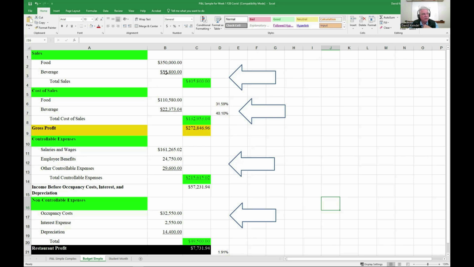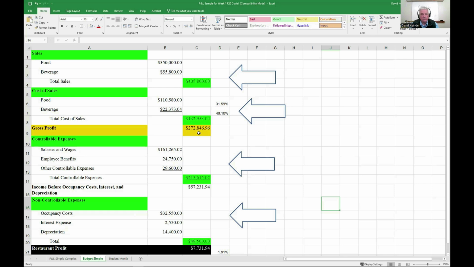Our beverage, we sold $55,000, but we used $22,000 worth of beer, wine, and spirits because we sold it to our customers. So 22,373 divided by 55 is 40%. So what's our total cost of goods? 132,953. So we brought in 405. We used 132,953 to pay for the ingredients, the cost of goods. So what do we have left over? Our gross profit is 272.